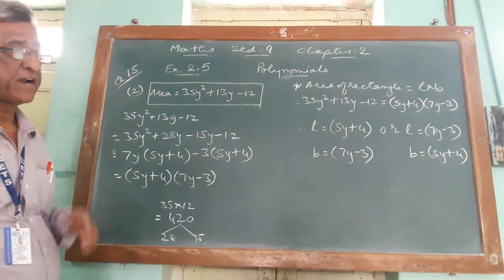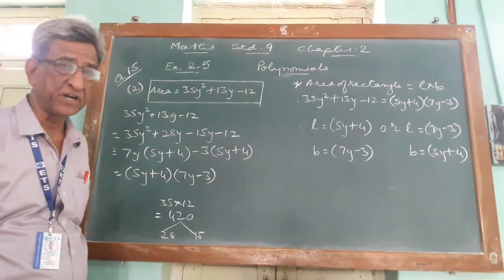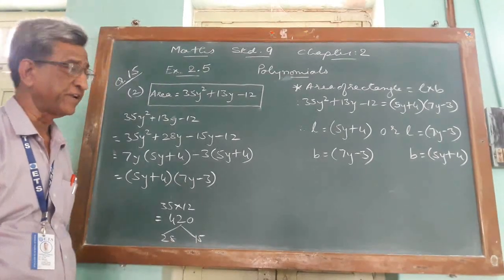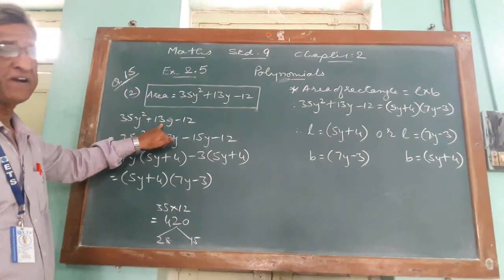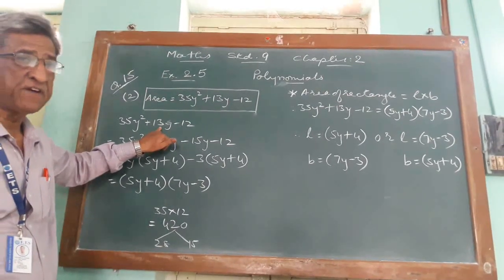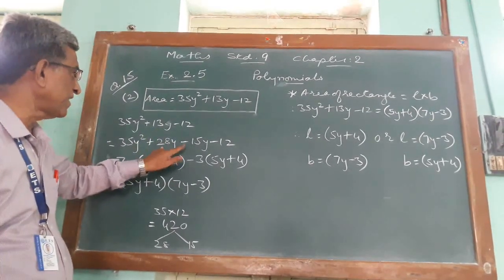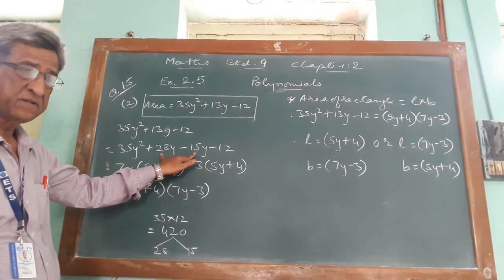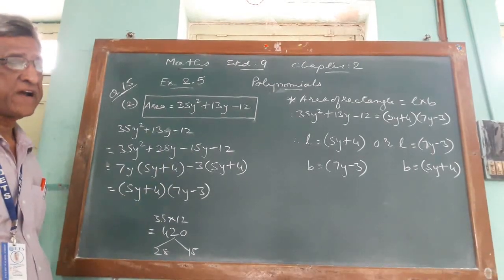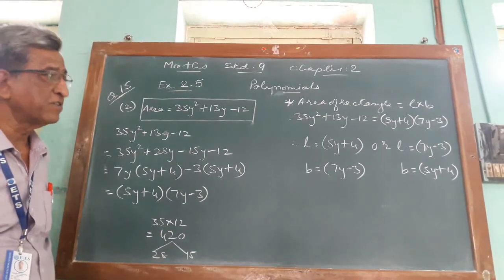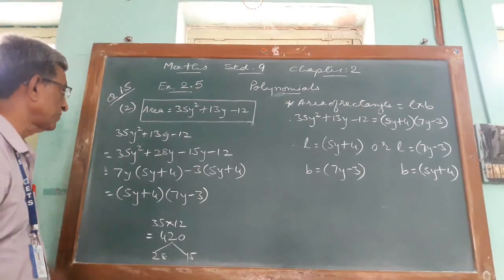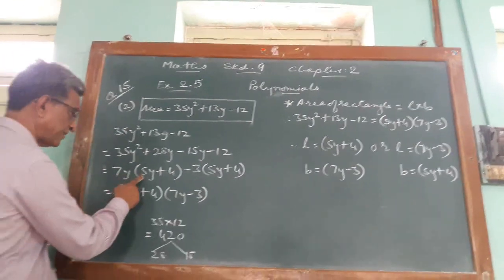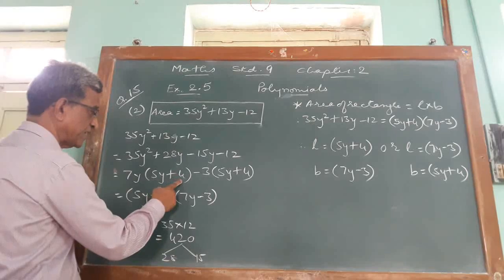If you find the factors by the factorization method, you will get 28 and 15. So you have to split 13y. Instead of 13y I have written 28y minus 15y. Are you getting 13y? So these are the two required parts. Now take out the common from the first two and last two. Common from the first two is 7y, and in the bracket you will get 5y plus 4.